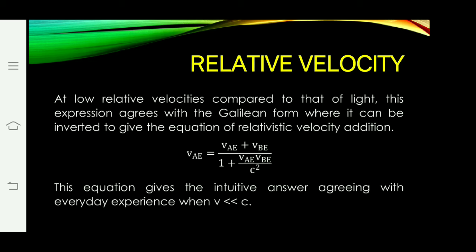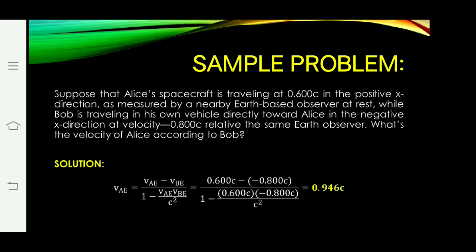At low relative velocities compared to that of light, this expression agrees with the Galilean form, where it can be inverted to give the equation of relativistic velocity addition. The equation above gives the intuitive answer, agreeing with everyday experience. Here's our sample problem.